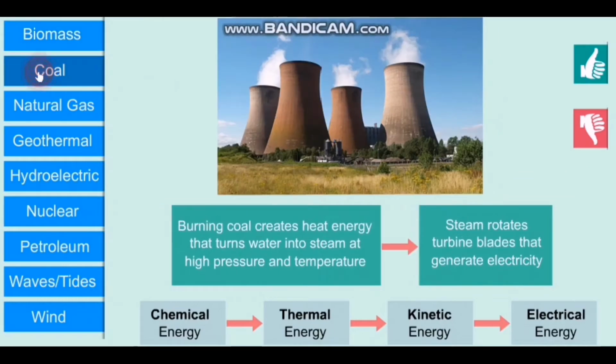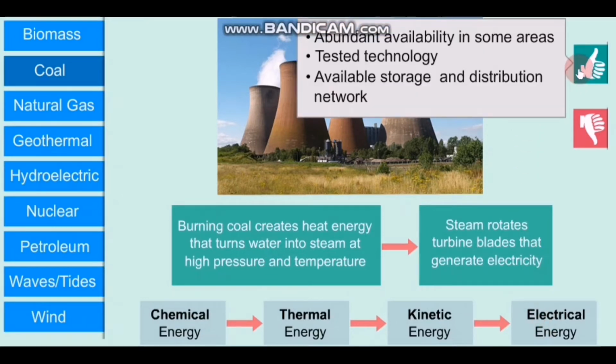Okay, then the second power plant is the coal power plant. Burning coal creates heat energy that turns water into steam at a high pressure and temperature, and the steam will rotate the turbine blades that generate electricity. Again, this is the conversion of energy at the coal power plant, from chemical energy finally converted into electrical energy. Okay, so the advantages of this plant: first, abundant availability in some areas, and it is a tested technology with available storage and distribution network.